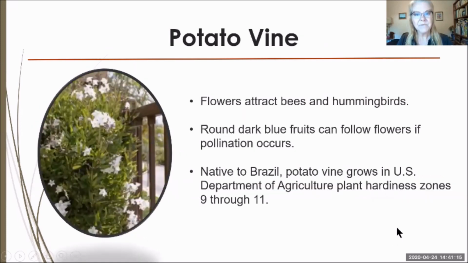Okay, and the last one, like I said, there's tons of other plants. These are just showcasing a few of them. Potato vine. So the flowers attract bees and hummingbirds. They get round, dark blue fruits that can follow flowers if pollination occurs. They're native to Brazil. So potato vine grows in zones 9 through 11. So they should do well here.